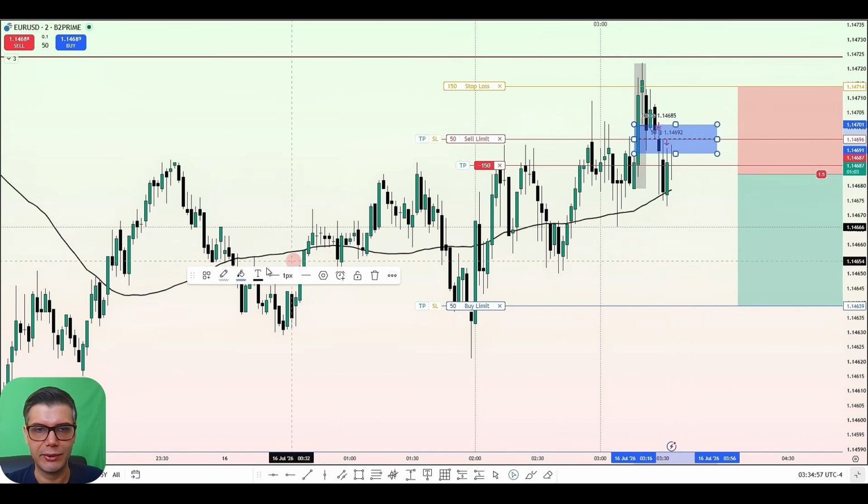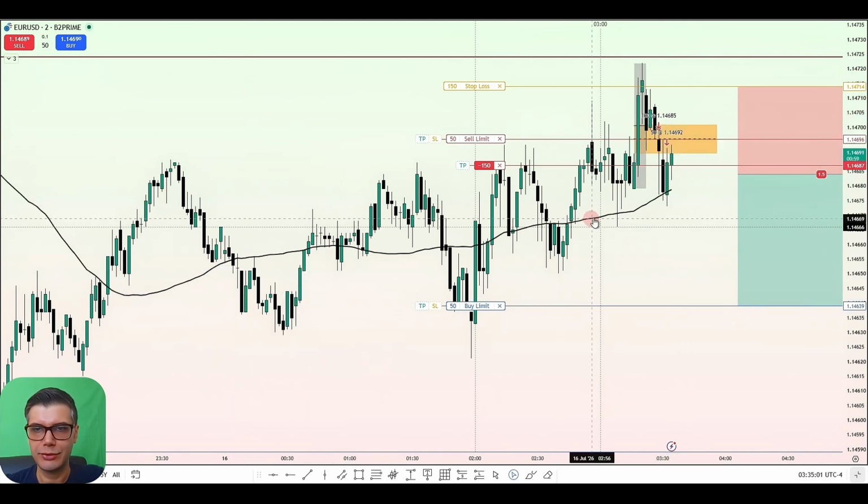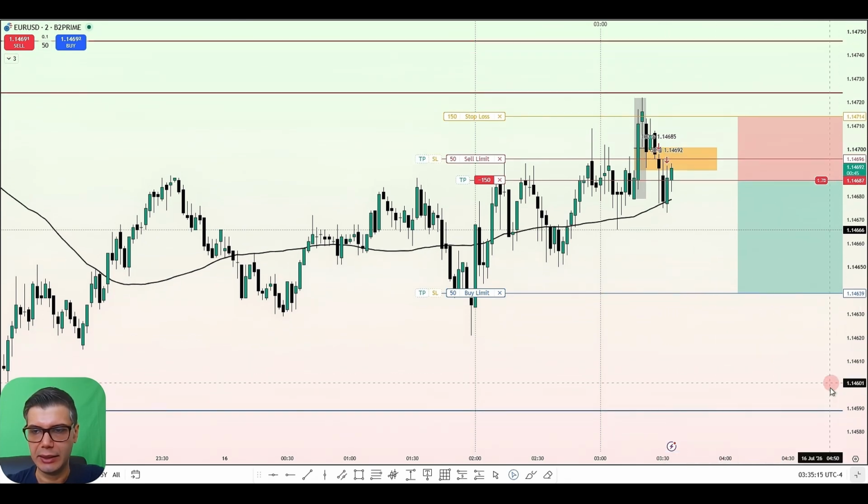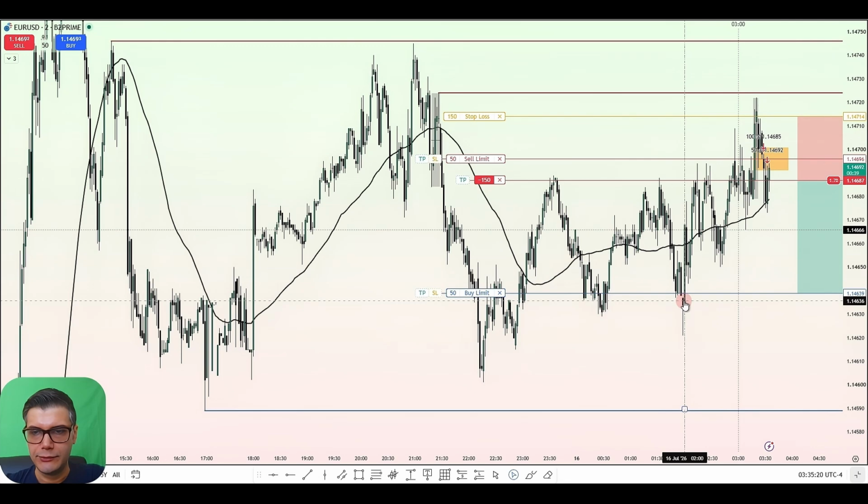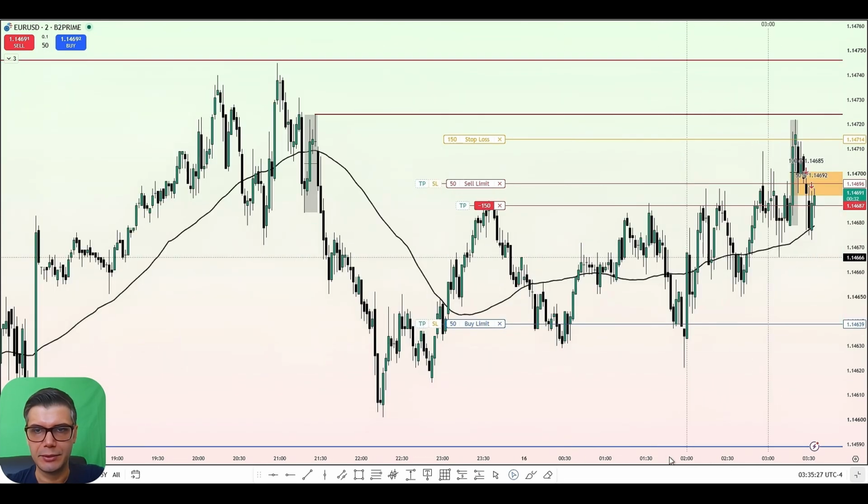So let's have this fair value gap in orange. Currently, we are struggling with the 50-period moving average. If this gap holds, we can expect the price to decline and aim toward our targets. So let's see how this trade plays out.